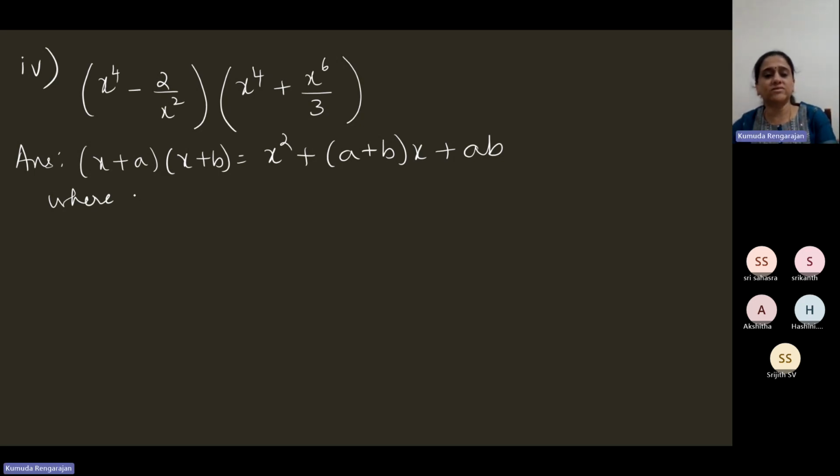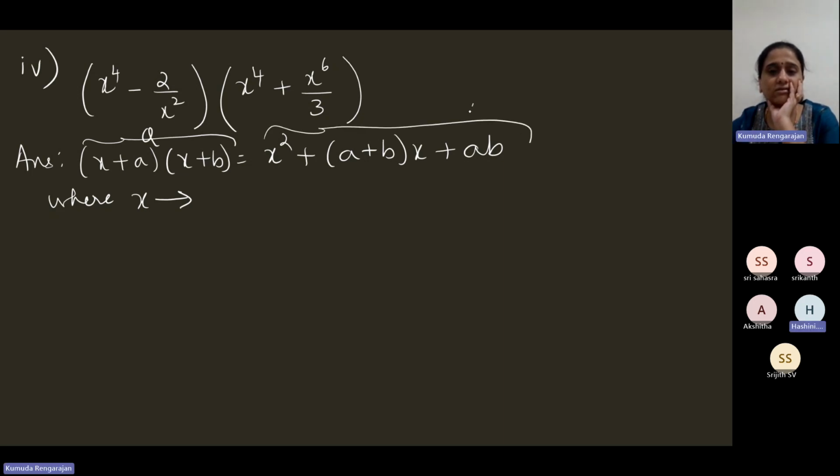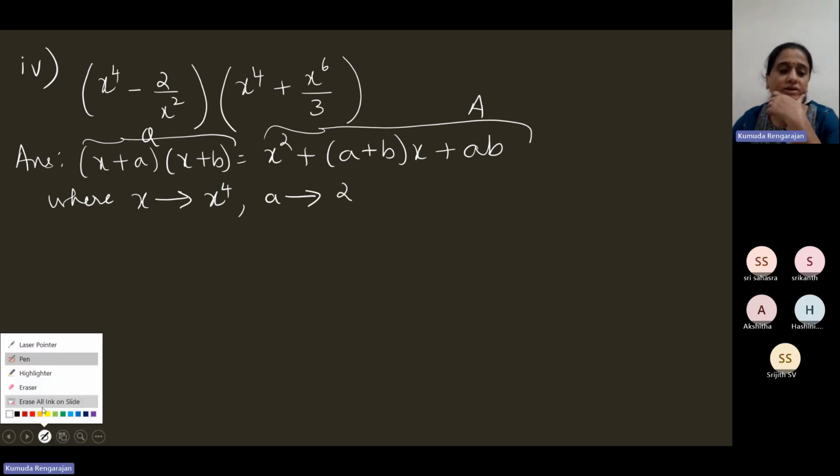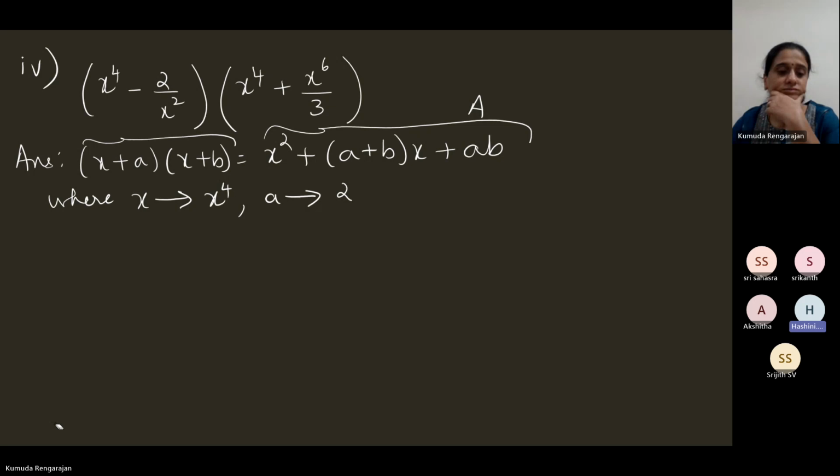Akshita, what is x? This is the question. This is x to the power 4, ma'am. x to the power 4. What about a? 2 by x square. Minus 2 by x squared.